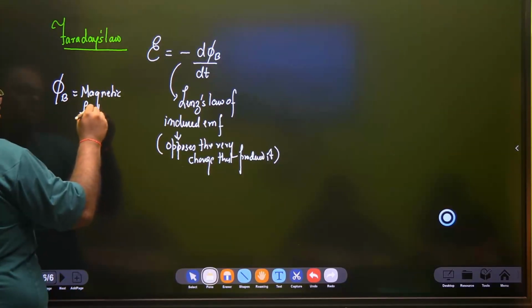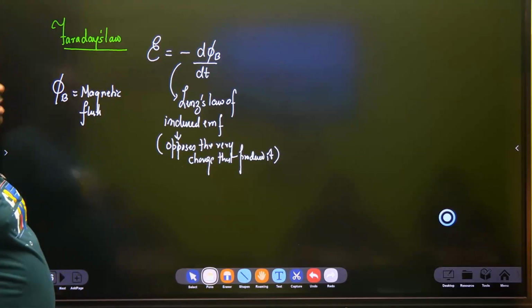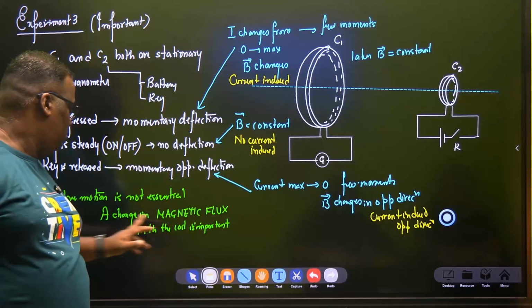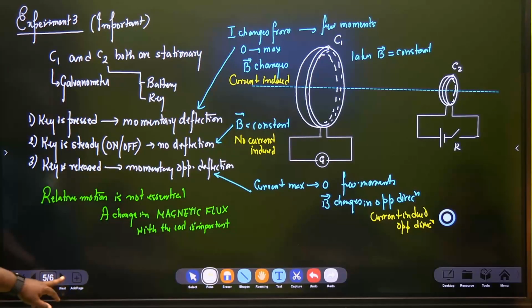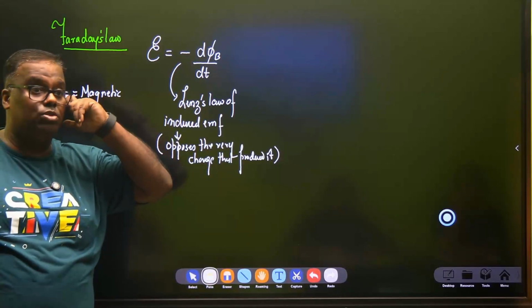Magnetic flux, just like phi E was electric flux. So just see, what did you write in your previous statement? Just see, a change in magnetic flux. So what is change? Change in any quantities. d by dt means what? Change with respect to time.